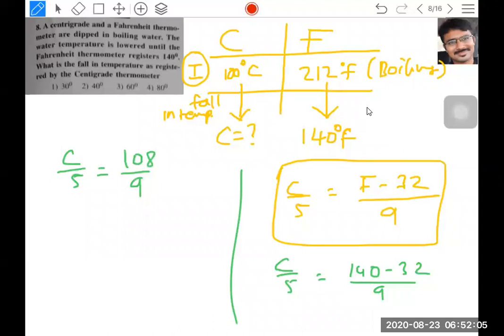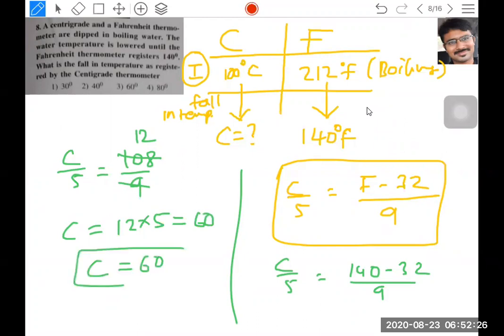Fine. How many times will 9 go into 108? 12 times, we know. So C is equal to 12 into 5. 12 nines are 108. So 12 fives, what will happen? 60. So the answer we got is 60 degrees centigrade. But they didn't ask for this temperature.